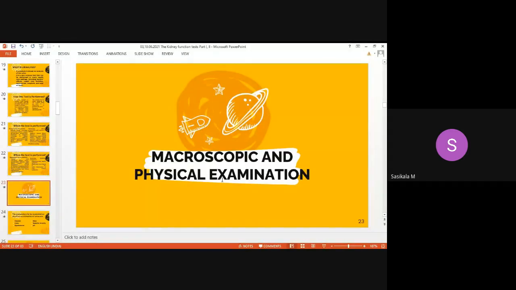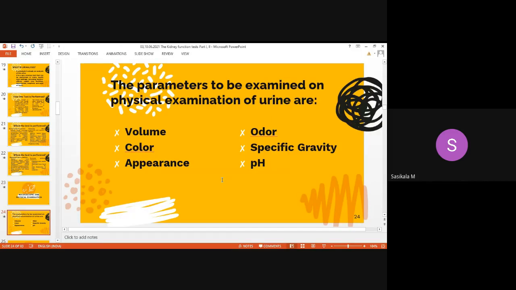Macroscopy means physical examination. It may be called macroscopic examination. Macroscopic is nothing but physical examination only, like appearance, odor, color. So it is combinedly called macroscopic and physical examination. Let's see what are all the tests available to analyze urine macroscopically or physically.